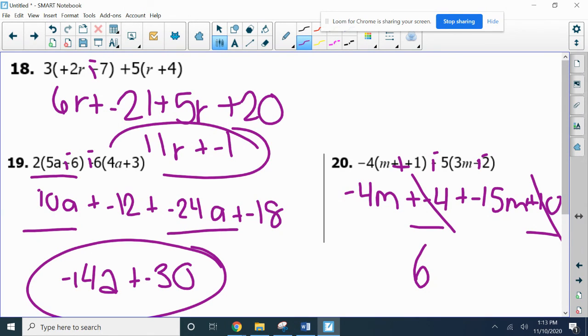And then I have negative 15m and negative 4n. A negative and a negative make a bigger negative. So negative 15 and negative 4 is going to give me negative 19.